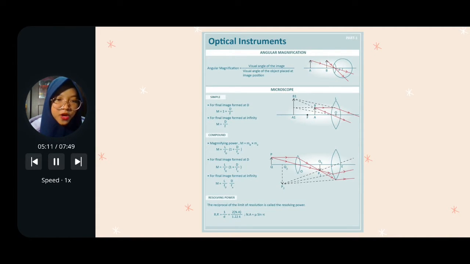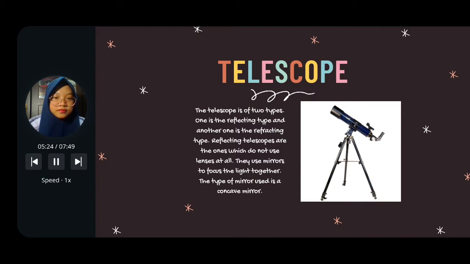And here is the formula for the resolving power. The limit of resolution is the principle that determines its resolving power. And here is the formula. So next we will discuss about the telescope. The telescope is of two types. One is the reflecting type and another one is the refracting type.